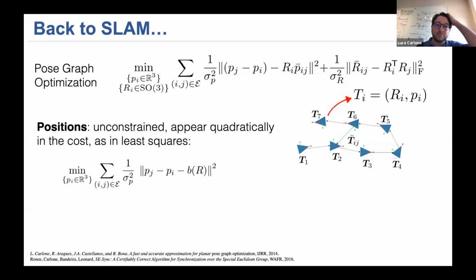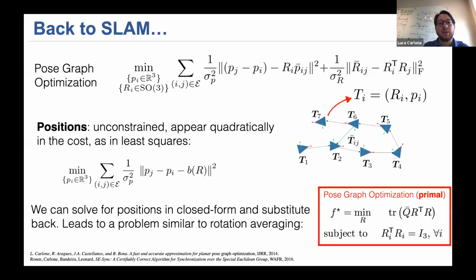Already back in 2014, we noticed that the position here appears quadratically in the cost function and is not constrained. Positions are any vectors in R3. So essentially, for the sake of the position, this is a least squares cost, which is easy to solve in closed form. So you can solve for the position in closed form and substitute it back, leading to a problem which is only dependent on the rotation.